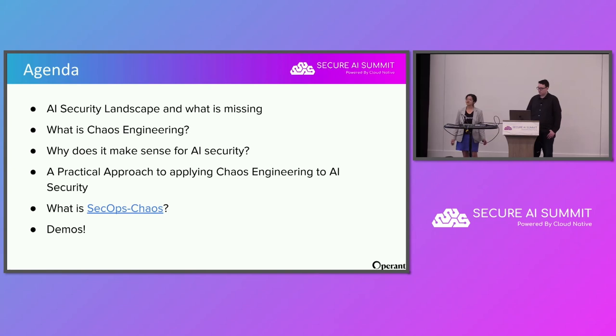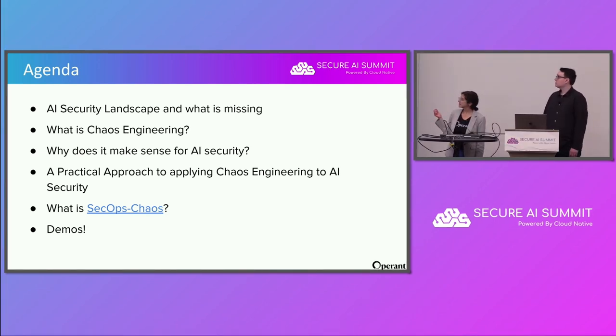So if you go to the next slide. Here's a quick look at our agenda for today. We're going to talk briefly about the AI security landscape and what is missing from a threat modeling perspective. Then we will touch upon what chaos engineering is and why it makes sense for AI security. Then we will talk through a practical approach to applying chaos engineering to AI security, with Secops-Chaos, an open source tool that we have built towards this end. And finally, because this is a talk after lunch, we wanted to show you some live demos to wake you up.